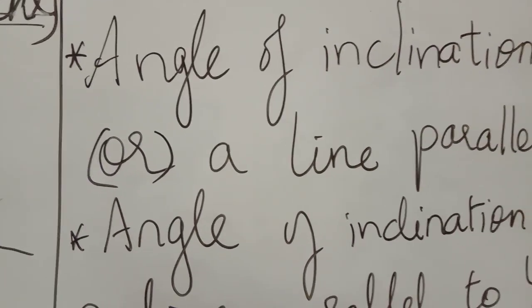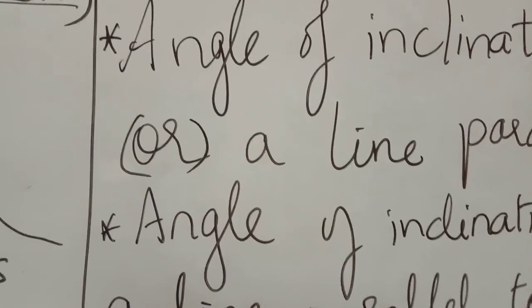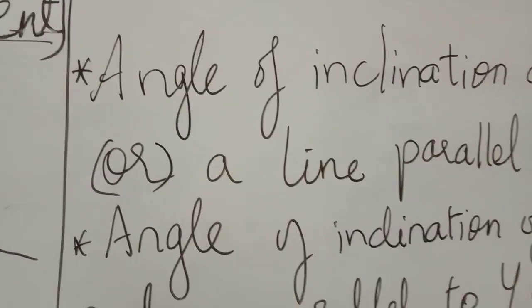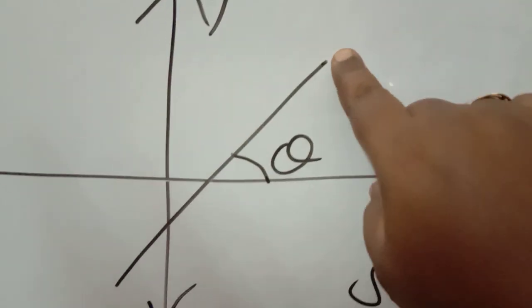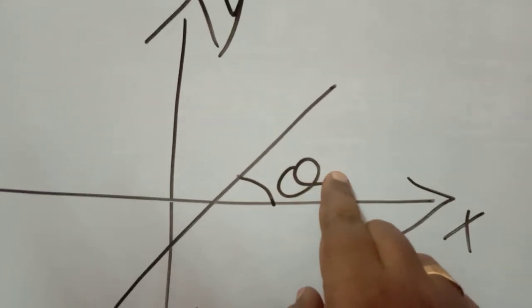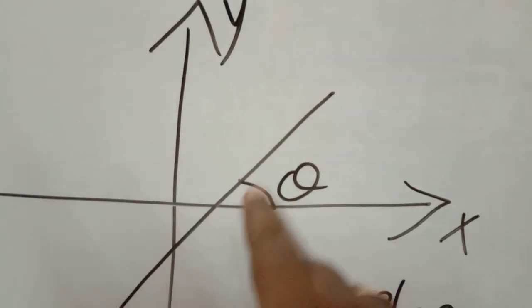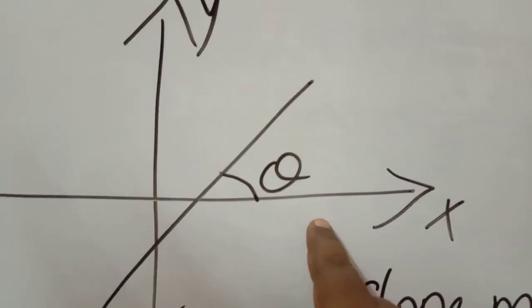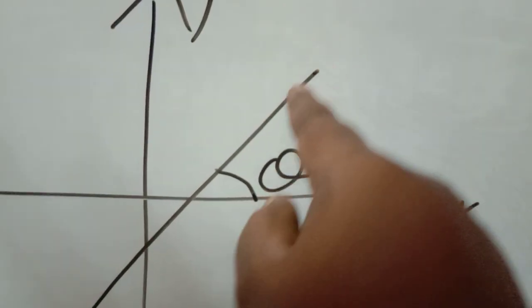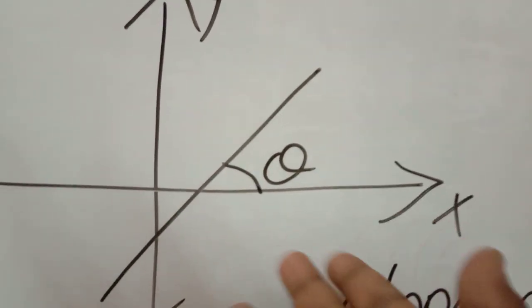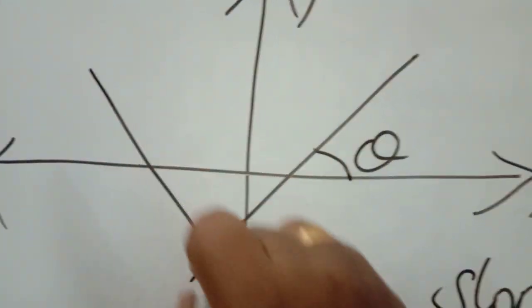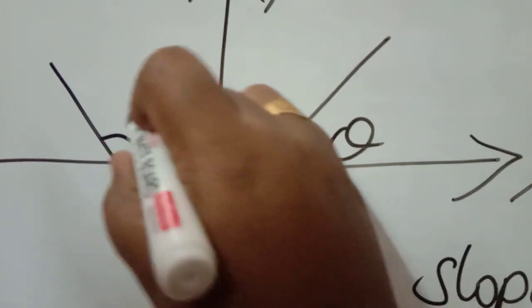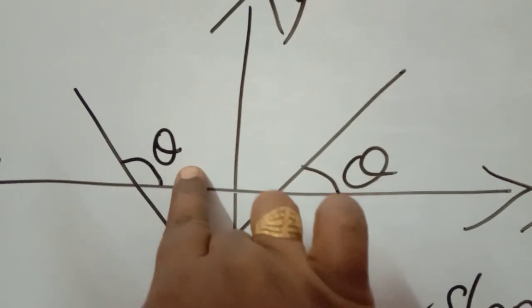We know the word angle and we know sin theta, cos theta. Many angles we studied in 9th standard. What is the meaning of angle of inclination? If a straight line is there, this is a line, and this is the angle theta made by the line with the x-axis. Any line you can draw; if this angle is theta, then this is the angle of inclination.